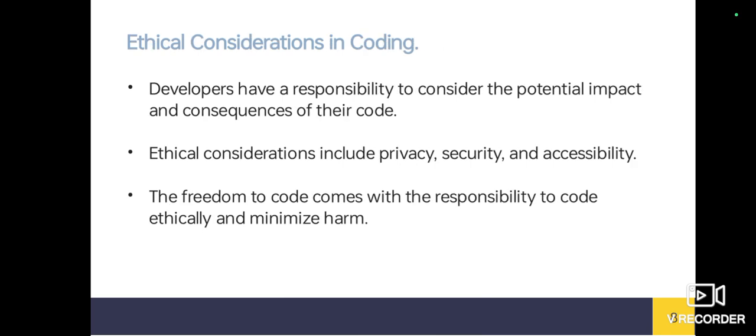Ethical considerations in coding. What are the ethical considerations of coding? Let's see. Developers have a responsibility to consider the potential impact and consequences of their code. Ethical considerations include privacy, security, and accessibility. These three things are a must and are the most important considerations in coding: privacy, security, and accessibility. The freedom to code comes with the responsibility to code ethically and minimize harm.